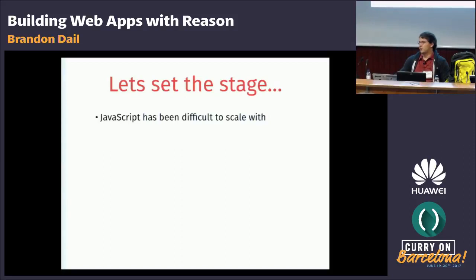The first point is that historically JavaScript has been difficult to scale with. Who uses JavaScript? Cool, you're in the right place then. Who's had trouble using JavaScript? Cool, yeah. So you know what I mean. It's a dynamic language. It has a lot of rough edges. The most recent versions with ES6 and ES7 and beyond are making it a really great language, but for the majority, it's just been a little tough.